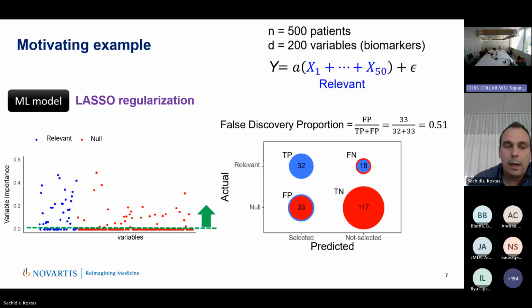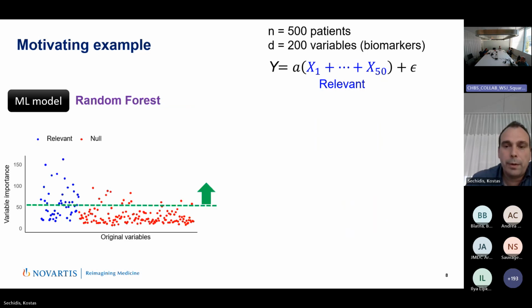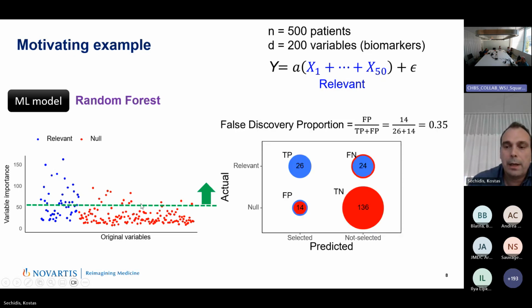And I want to emphasize this is not an issue with lasso. We can have the same with random forest. This time the importance score is the permutation-based importance. So we have most of the time non-zero coefficients, but we select using this selection. We select 40 variables, and in this selection we have almost 1 out of 3 false discoveries. The false discovery proportion is almost 1 out of 3.